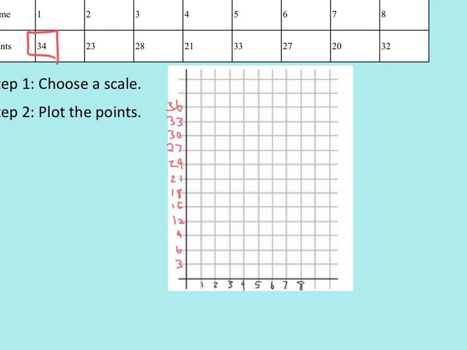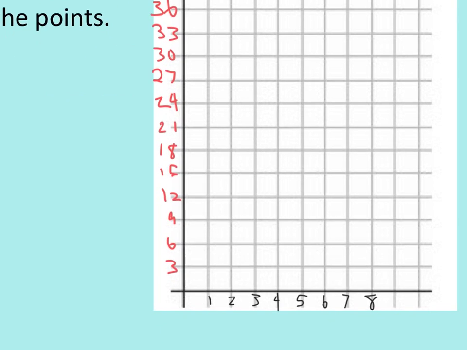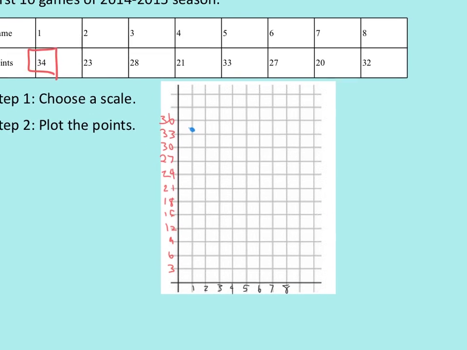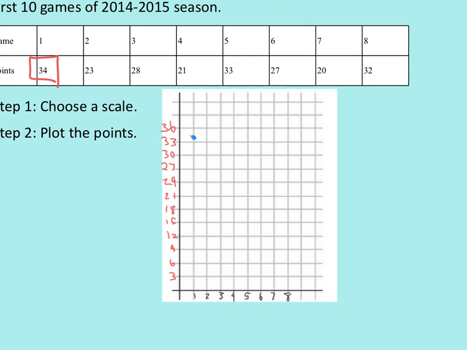And now we need to plot the points. 1, 34. We go up from 1 up to 34, which would be approximately there. So pause the video and attempt to plot all of these points, and then start the video again and see if you put them in the right spots.